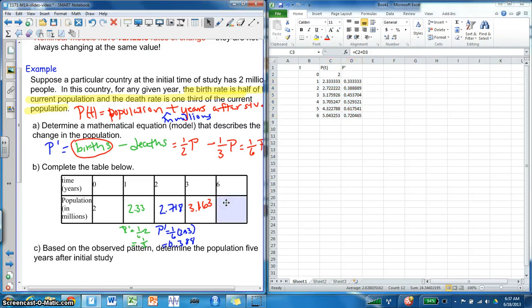So I can go ahead and fill this in, and I got, let's see, at 6 the population should be 5.04 million people. Okay, so after 6 years the population has increased a lot.